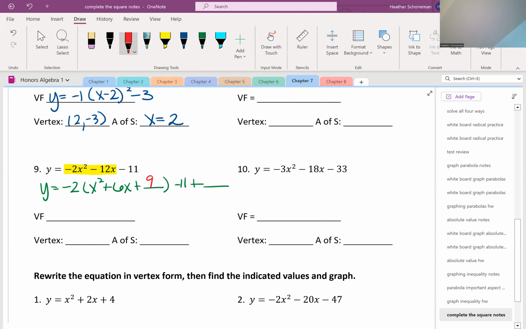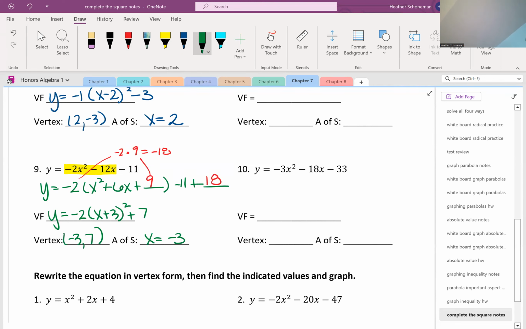3 squared is 9. It looks like I added a 9, but I really added negative 2 times 9, which is negative 18. So if I have negative 18 on the left, I have to put positive 18 over here. So I get y equals negative 2 times x plus 3 squared. Negative 11 and 18 is 7. My vertex is negative 3, 7. And the axis of symmetry is x equals negative 3.